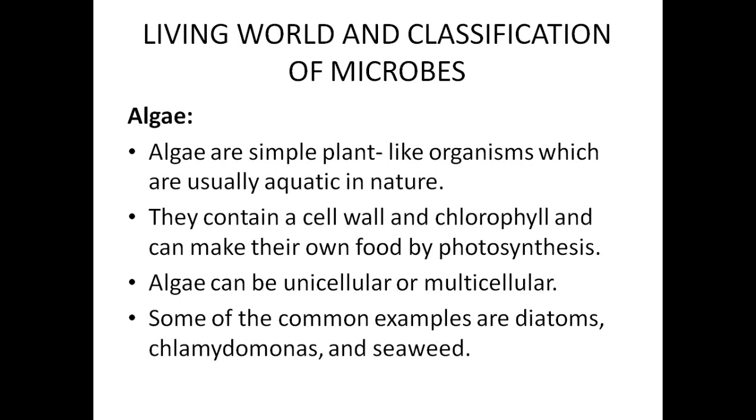The first example I have given you in the slide: algae are simple plant-like organisms which are usually aquatic in nature. Why is it known as aquatic in nature? Because it generally grows in a place where water is present. They contain a cell wall and chlorophyll and can make their own food by photosynthesis. So it has a proper plant-like cell. Algae can be unicellular or multicellular. Some common examples are diatoms, chlamydomonas, and seaweed.